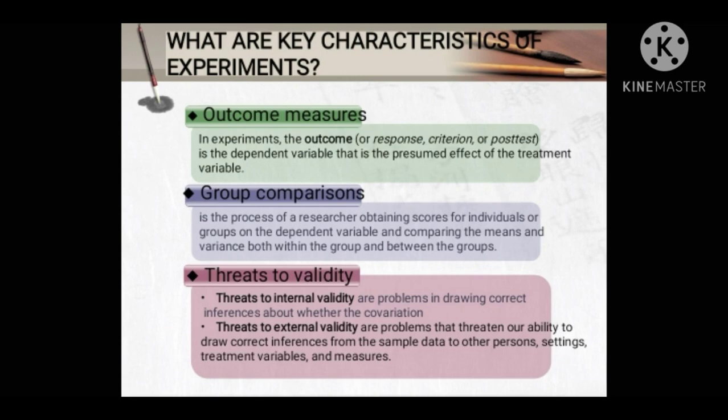The second is threats to external validity. Threats to external validity are problems that threaten our ability to draw correct inferences from the sample data to other persons, settings, treatment variables, and measures. According to Cook and Campbell 1979, three threats might affect this generalizability. First is interaction of selection and treatment, second is interaction of setting and treatment, and the last is interaction of history and treatment.